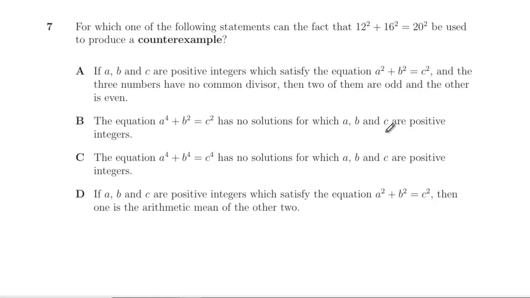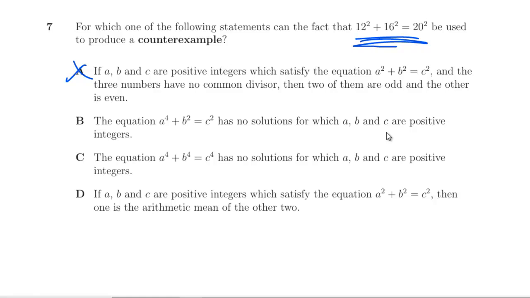Which one of the following statements can the fact that 12 squared plus 16 squared equals 20 squared be used to produce a counterexample? Right, so this one, we want a counterexample of one of these four. A, B, and C are positive integers which satisfy that equation, and the three numbers have no common divisor. Then, well, yeah, they do have a common divisor. They're all even. So it's not A, it just doesn't fit the setup.